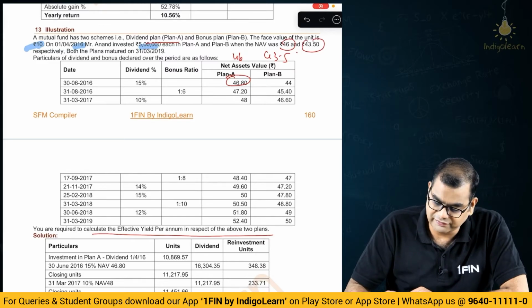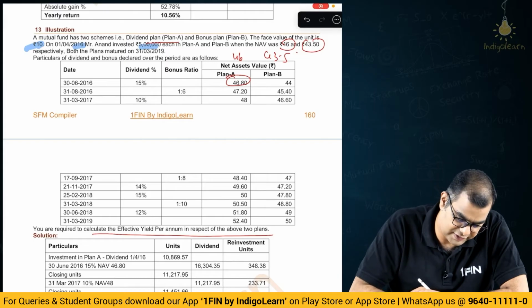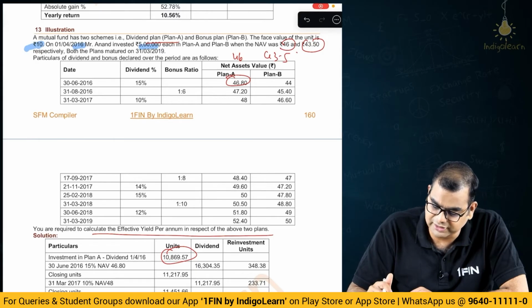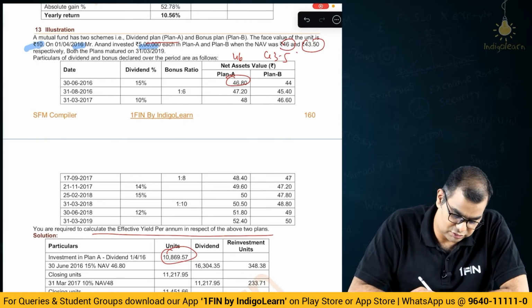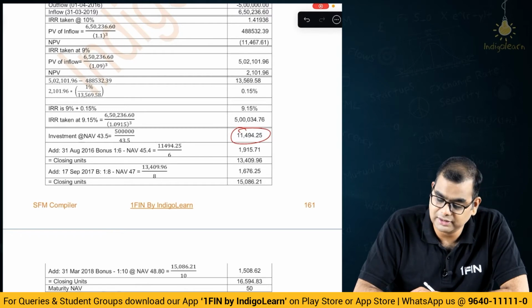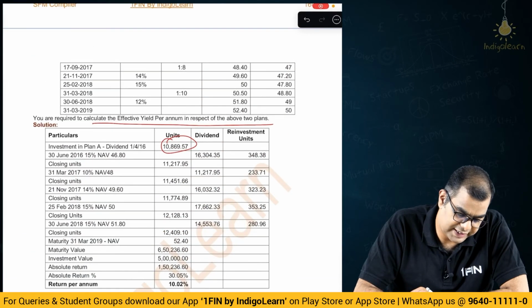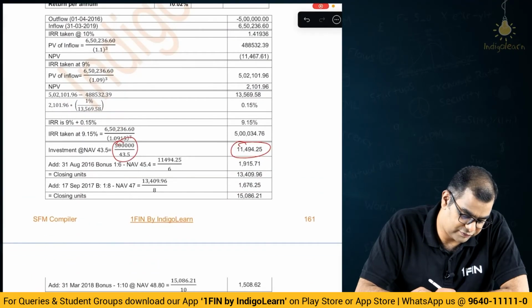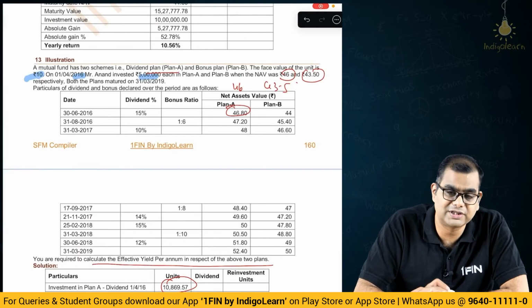So, you divide 5 lakhs by 46, you will get 10869.56, which is what you got here. Then 5 lakhs divided by 43.5, for the second plan, you will get 11494. Then that is the initial units.